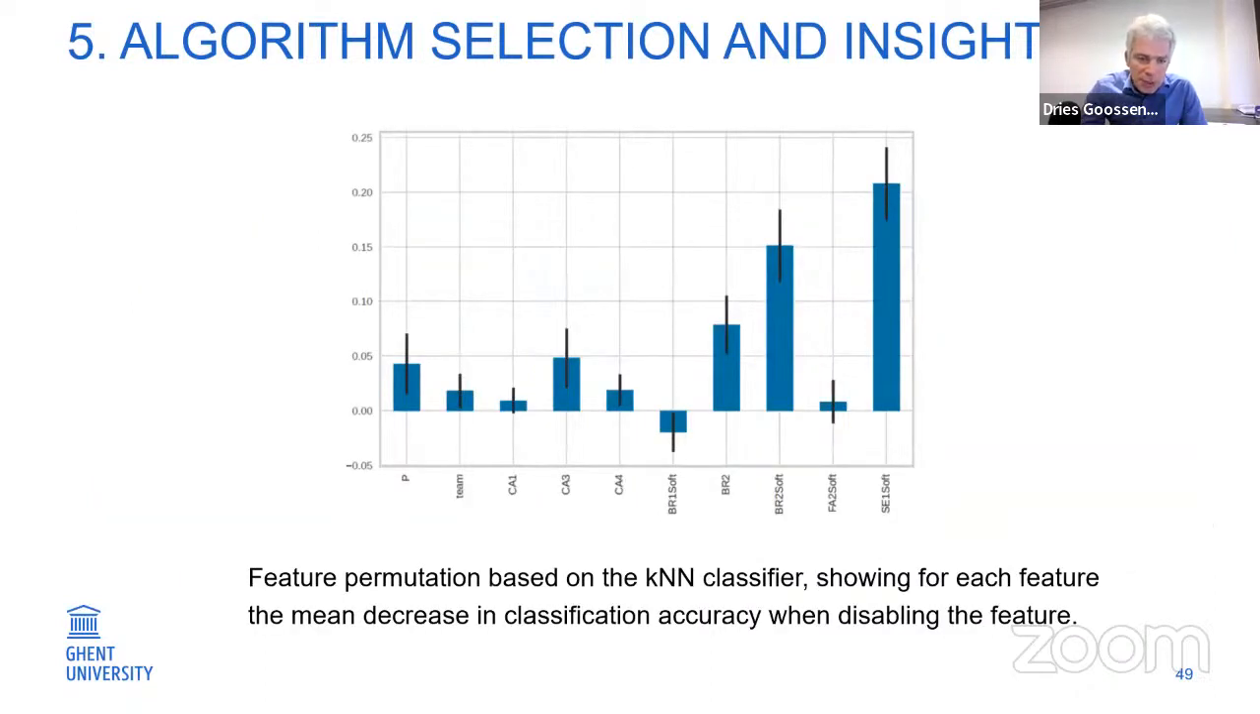We also looked at which features are important in making that decision. And it turns out that this separation soft constraint and also the break soft constraints are very important, and that they determine to a large extent which algorithm will be predicted.